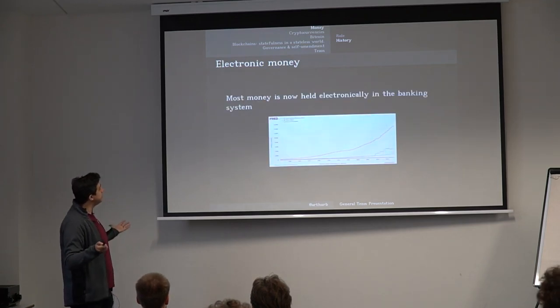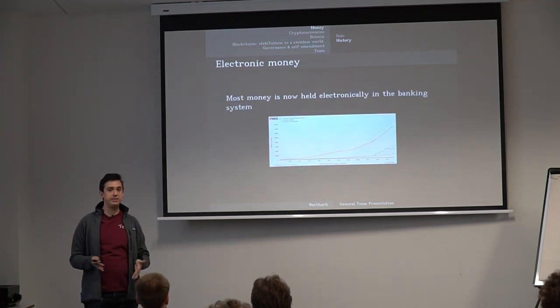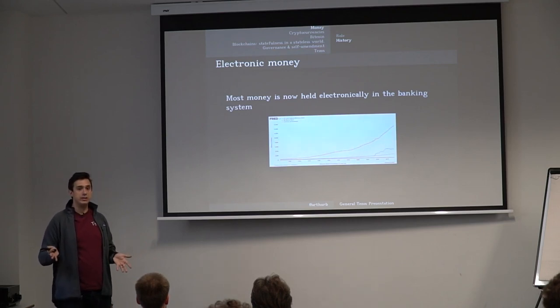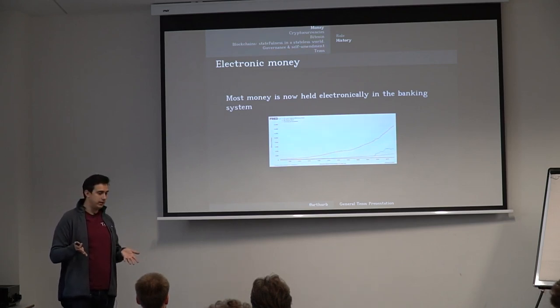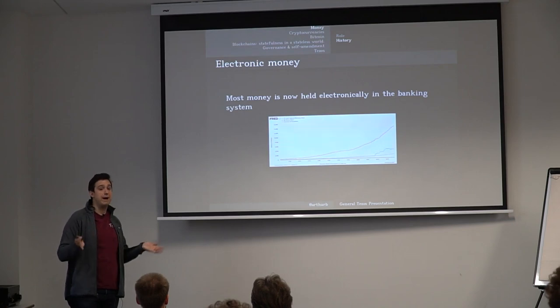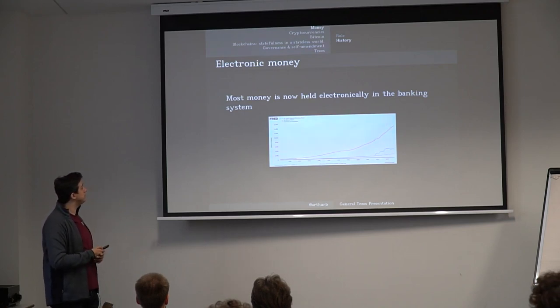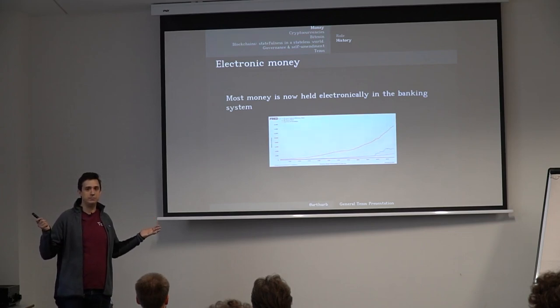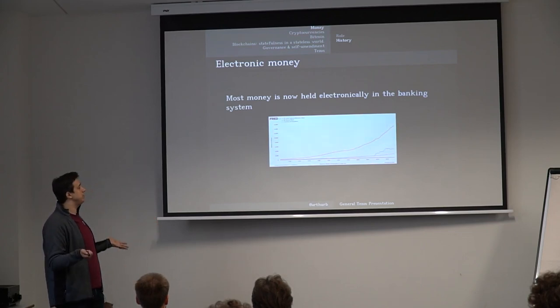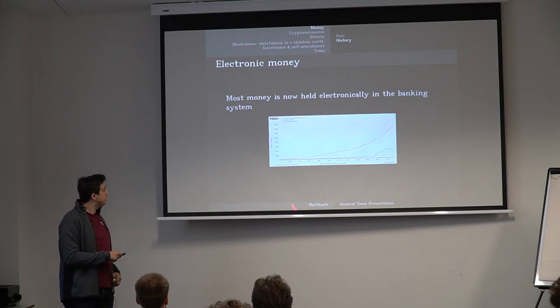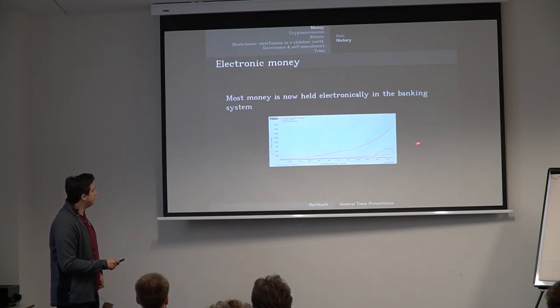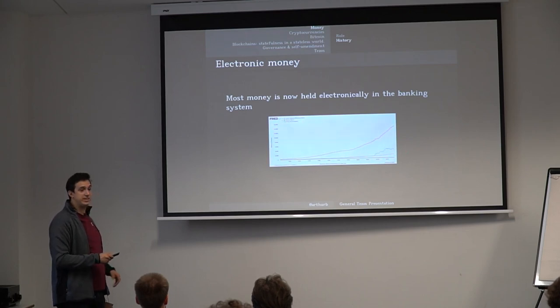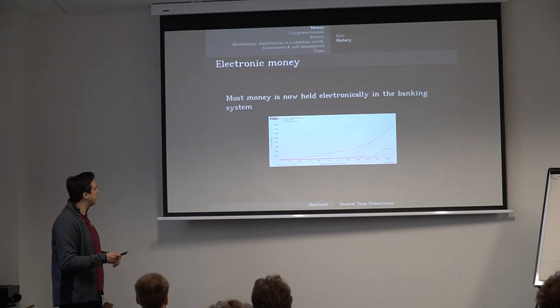Okay, so electronic money. Now that you have fiat money, that really represents just, in some sense, some sort of balance. You can put that on some electronic ledger. Most money today is electronic money. It's not Bitcoin. Just like the regular money you have in your bank accounts is electronic money. This is a graph from the Federal Reserve. What you have in purple here is currency in circulation. That's the actual coins, the actual bills, like physical cash.